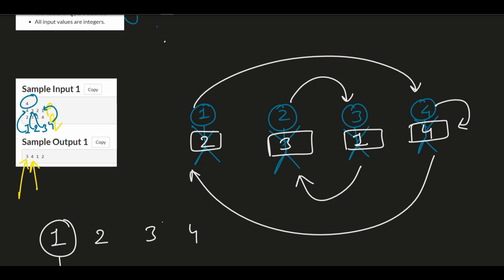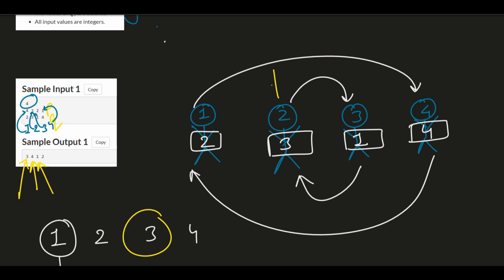Let's do one more. Who is wearing bib number 3? Person number 2 is wearing bib number 3. Then person 2 is staring at person 3, and person 3 is wearing bib number 1. So the output for this one would be 1.